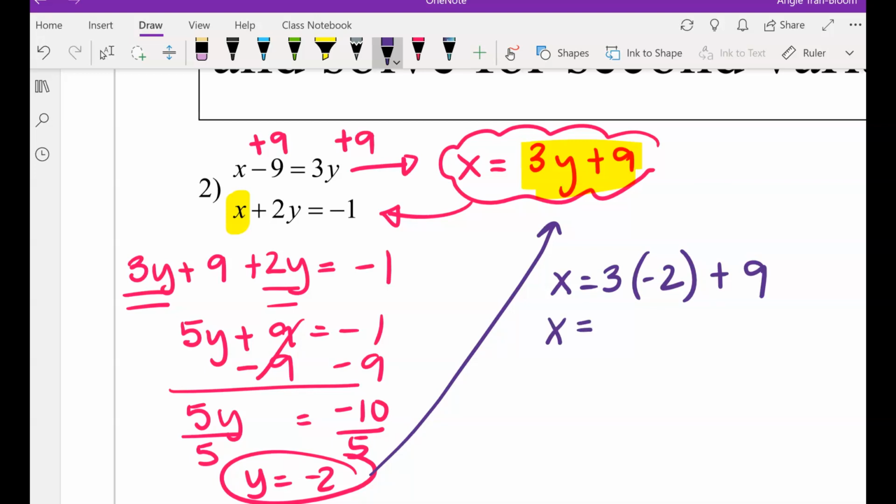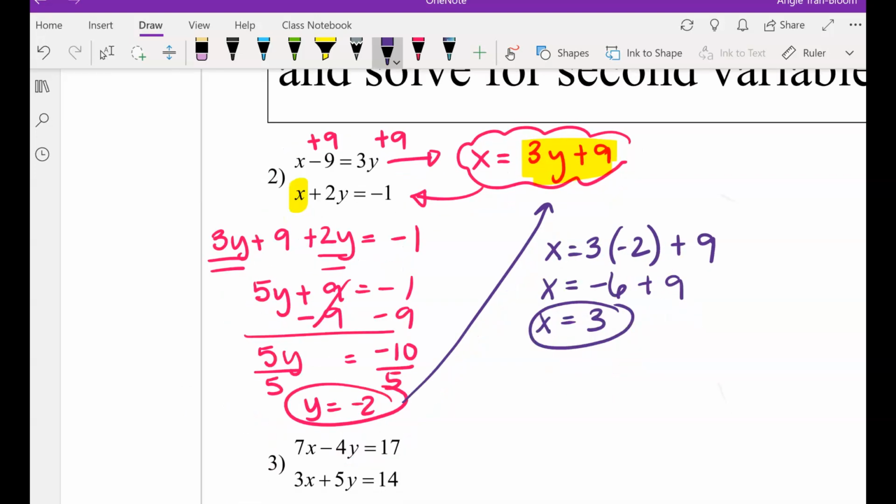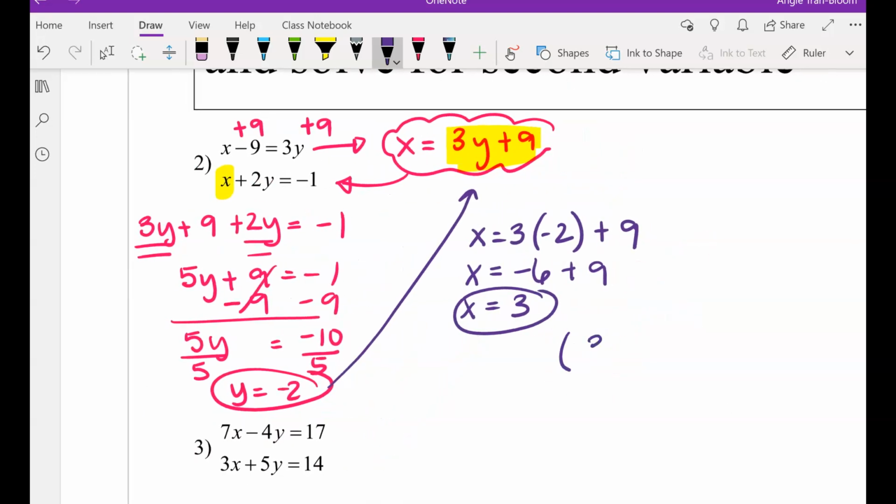-2 times +3 is? -6. Perfect, -6. Drop down the 9. -6 and a +9 is? 3. Good. So how do we write our answer as an ordered pair? 3, -2, box that up.